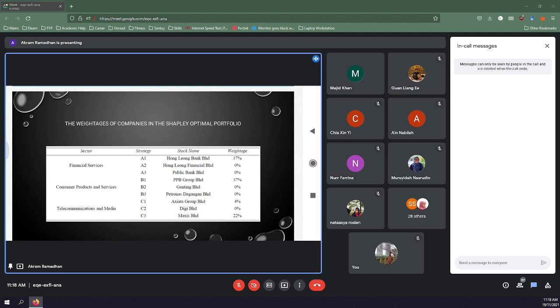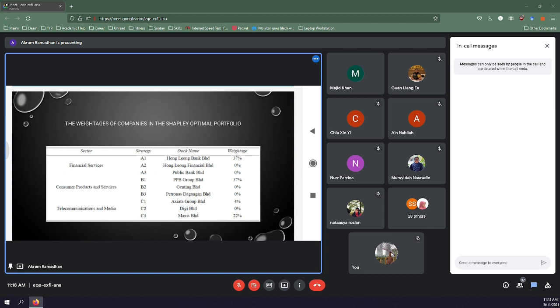For the financial sector we can see Hong Leong Bank with 37%. For consumer products and services, we have PPB Group, also 37%. For telecommunications and media, we have two players, two strategies, Axiata Group and Maxis. Maxis is higher than Axiata Group.